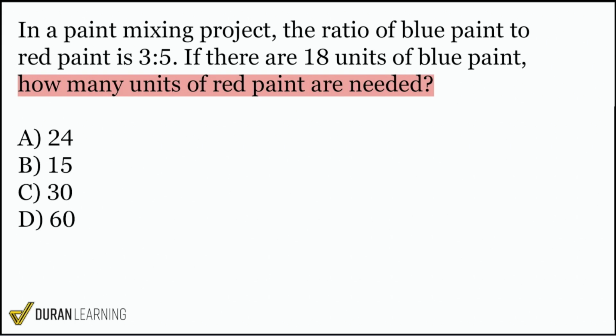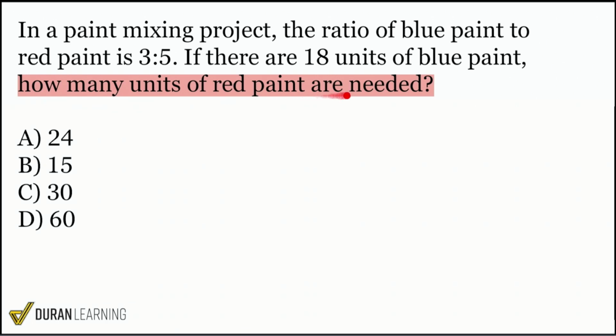But if what you're going to do is just read this from start to finish, in a paint mixing project, the ratio of blue paint to red paint is 3 to 5. What does that mean? Oh, I have ADHD. I might need to read this sentence all over again. True story. I do have ADHD. Who here finds themselves reading a problem or sentence over and over again, especially when there are weird numbers or weird names or weird words? It's going to happen. The best way to stay focused is to start with the goal.